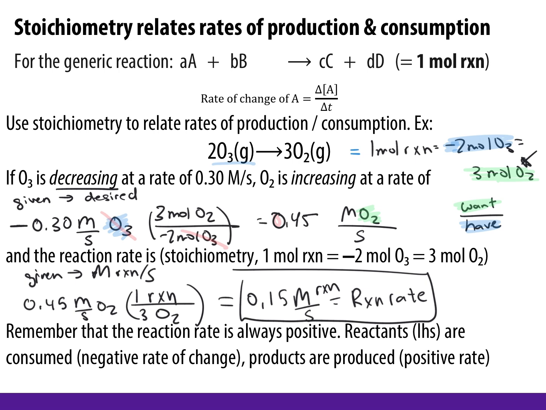Again, I can double check that things cancel appropriately, which they do. O2 cancels out there. And again, another check is that the final answer here always has to be positive. So I have to have a positive reaction rate. If I had started from negative 0.30, I would have used -2 down here. And either way, I would have ended up with plus 0.15 molar per second as my reaction rate. So you can always double check by thinking it through logically.